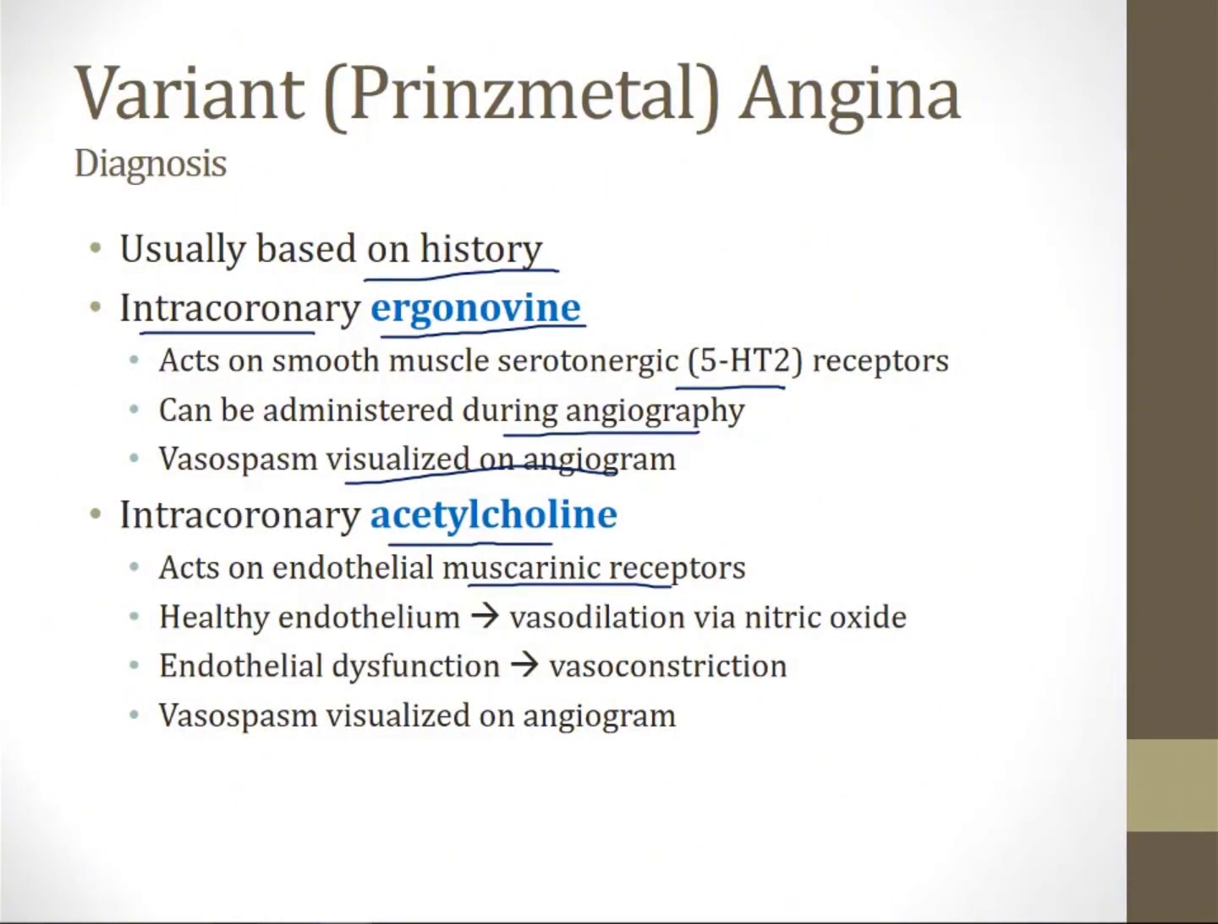Now, in healthy endothelial cells, acetylcholine leads to vasodilation by triggering nitric oxide release. However, many patients with variant angina have endothelial dysfunction, and their cells will vasoconstrict when exposed to acetylcholine, and you can also visualize this directly on an angiogram.